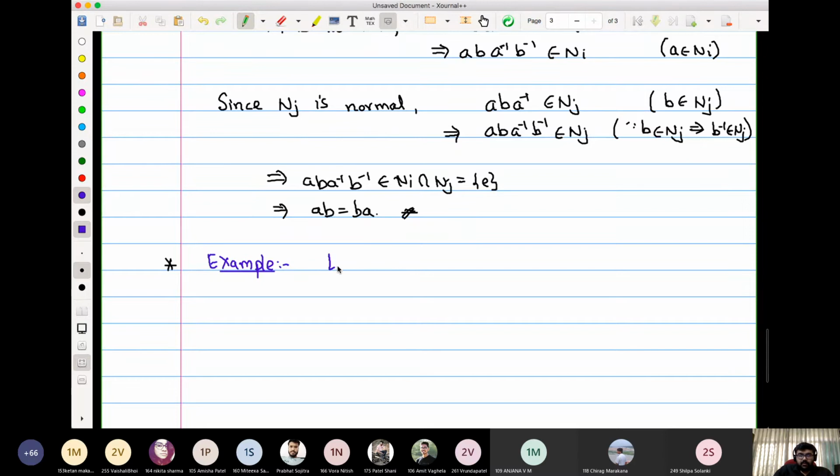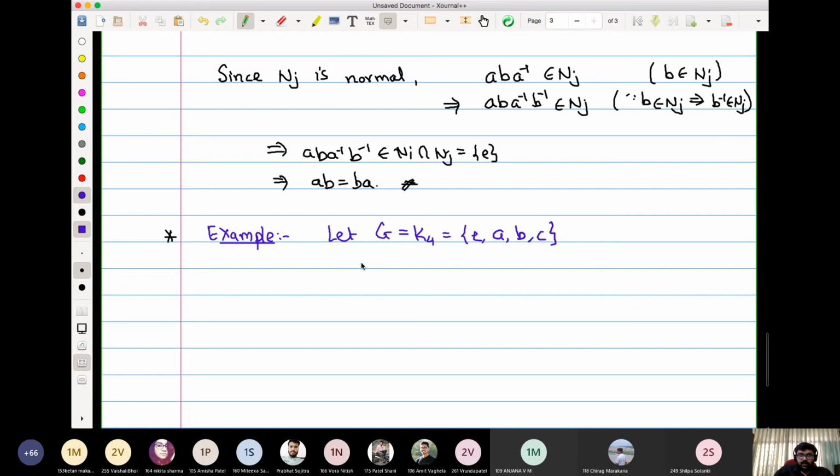So let G equal the Klein four group. The Klein four group is E, A, B, C. Right? We know this. And let me check. H1 equals {E, A}, the subgroup generated by A, where A squared is the identity. H2 equals {E, B}, and H3 equals {E, C}.